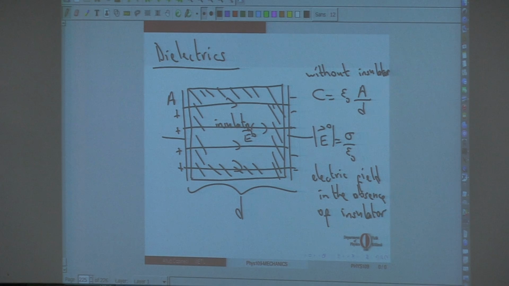So we have this initial electric field. We put a dielectric inside, an insulator inside, which is made up of neutral atoms. There are no free charges moving around. But nevertheless, the positive charges will be shifted slightly in the direction of the electric field, and the negative charges will be shifted slightly in the opposite direction.